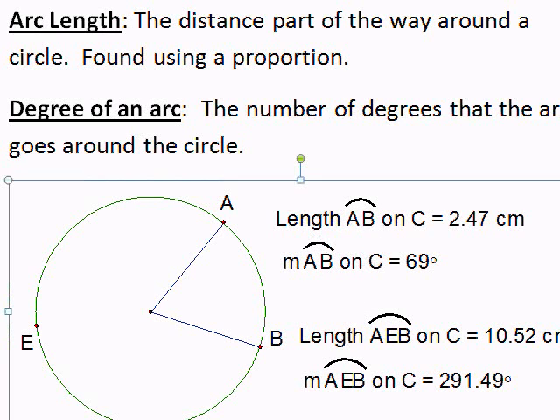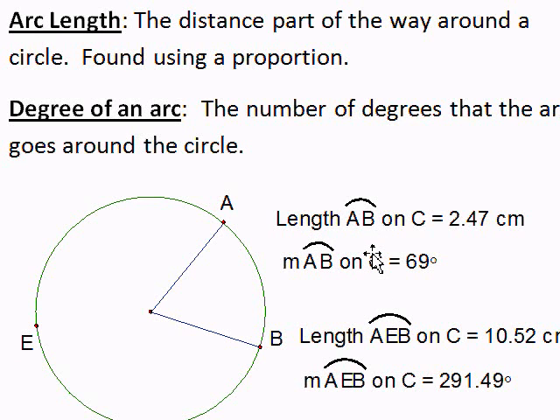For example, if you go length of AB, notice how they list it first of all. They put a little symbol above the AB. It looks like an arc. Well, that's what it is. It's the length of AB. So that means we're finding the length of AB right here. The length of AB on circle C is 2.47 centimeters.